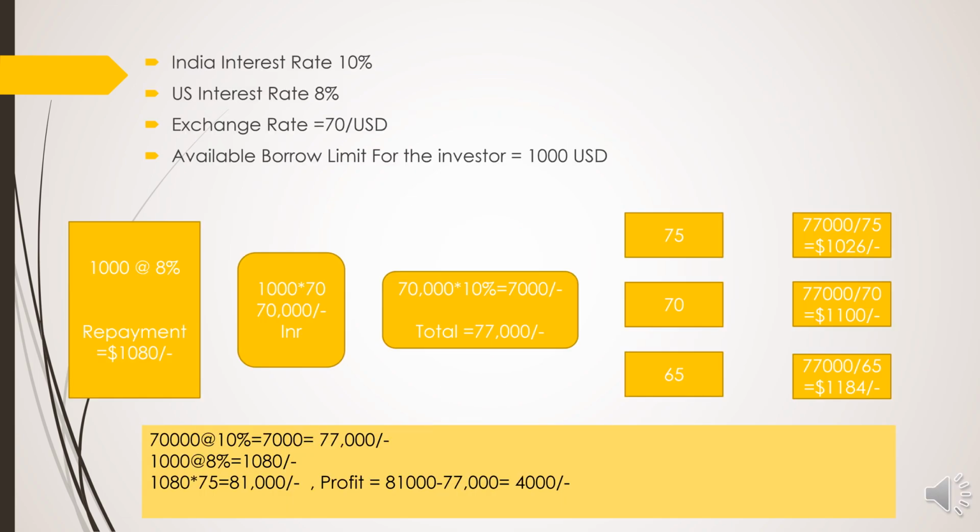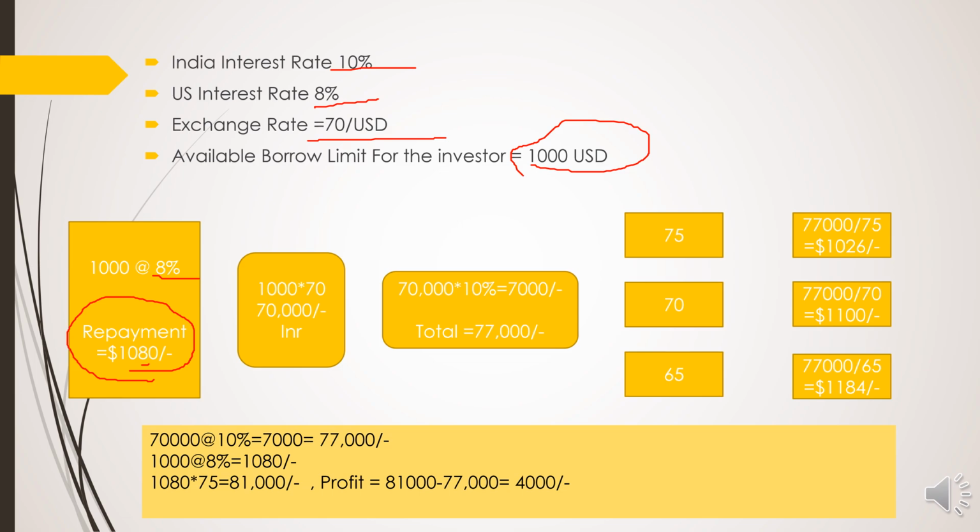And now elaborating the same example, interest rate in India is 10%, in US it's 8%, and an exchange rate is, we can say, 70 rupees per US dollar. Available borrow limit for the investor is $1,000, and the period here we are taking is 12 months. It's for easier calculation. So he borrows $1,000, which means he has to pay 8% interest. Thus interest for 1 year will be $80. So the total payment he has to make for repayment is $1,080.